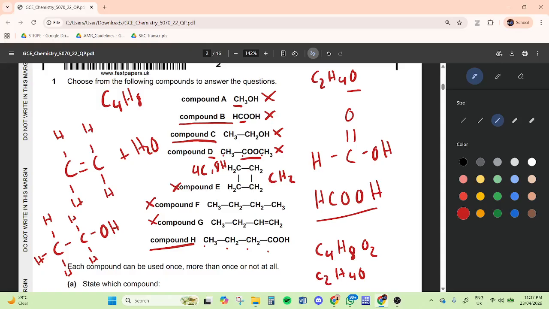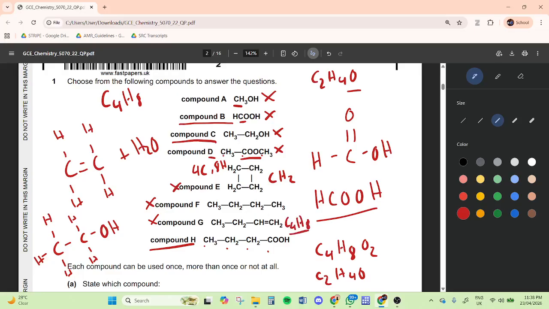Let's take a look at compound F. This has 5 and 5, so we can get rid of F. What about G? G has 3, 2, so that's 5, and then 8, and it's also got 4 carbon. So this is also C4H8.